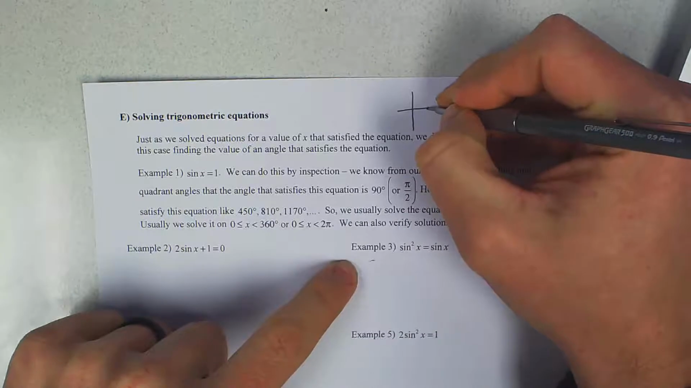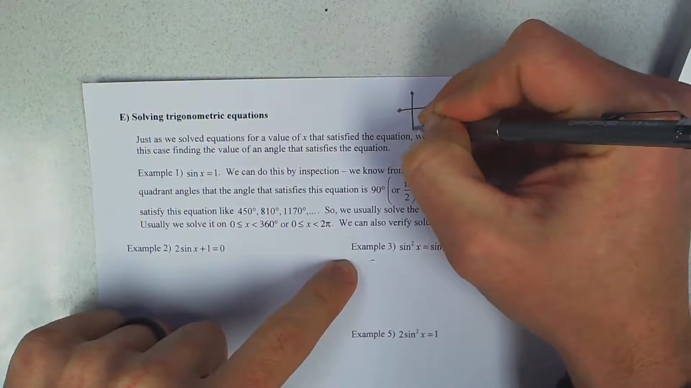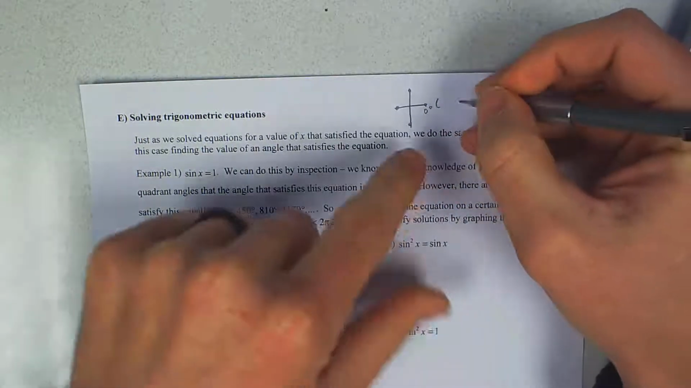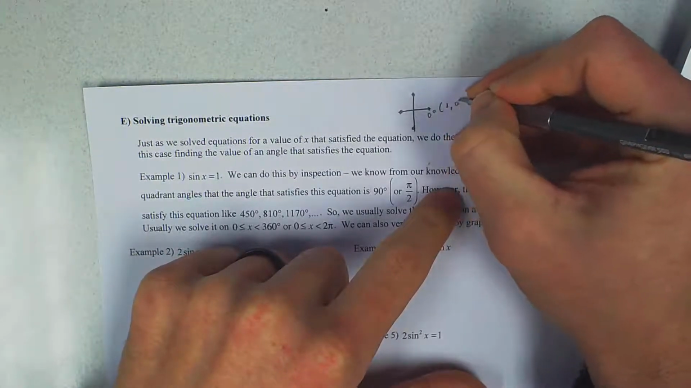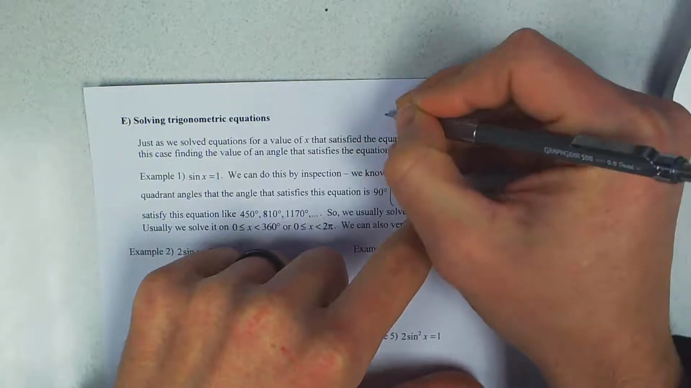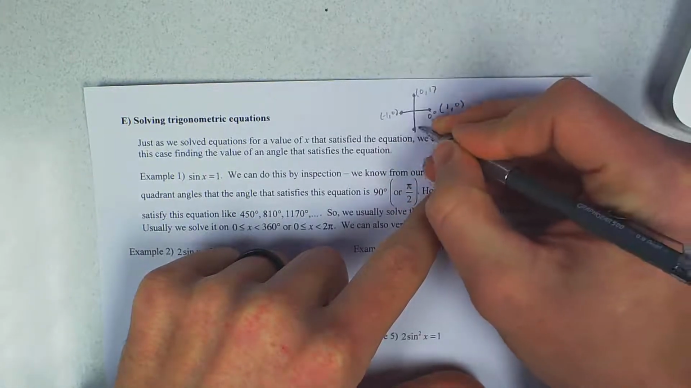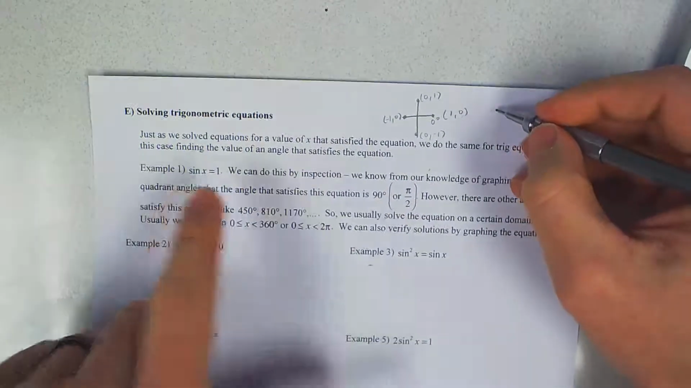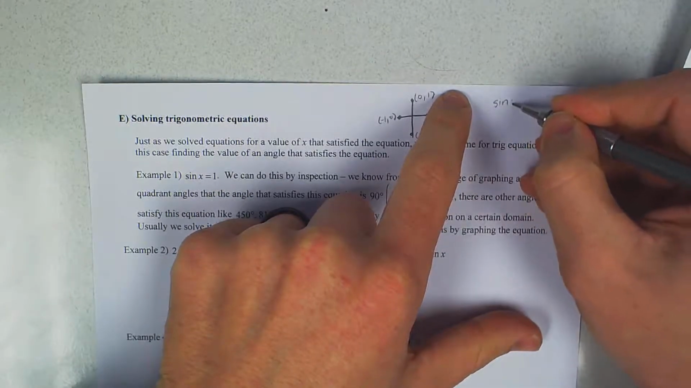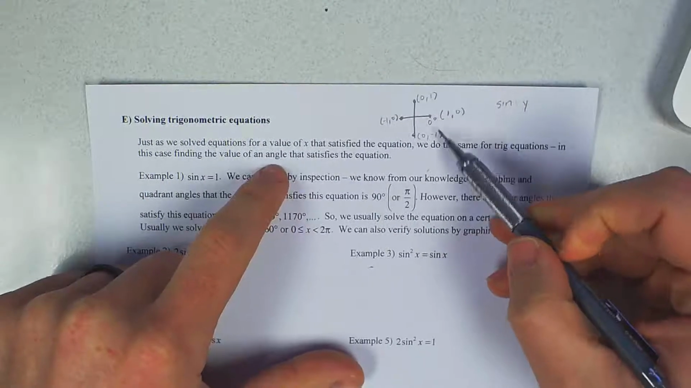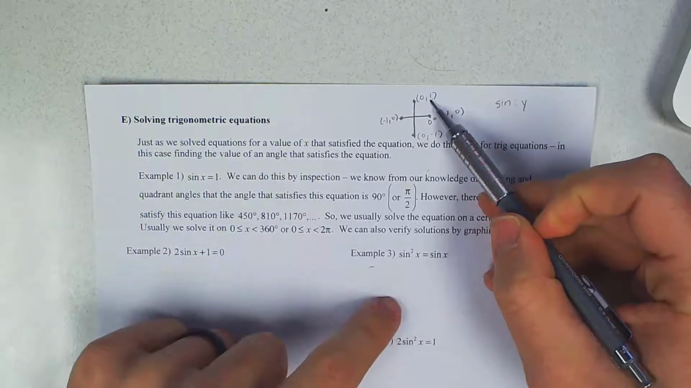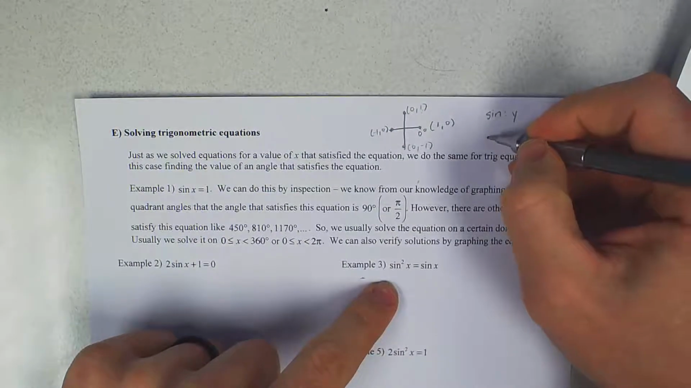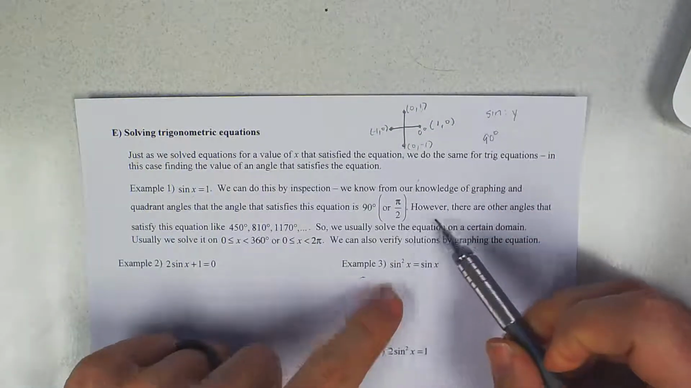Okay, so these are the quadrant angles. This right here is 0 degrees, and its coordinates would be 1, 0. This up here is 0, 1. This over here, -1, 0. And this right here is 0, -1. And what it's saying is sine x, sine is the y coordinate. Where's the y coordinate 1? Well, right here, the y coordinate's 1. So we would say that this right here is equal to 90 degrees. That's where that's coming from.